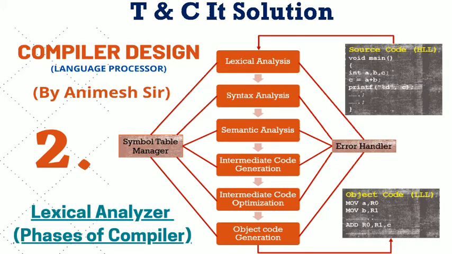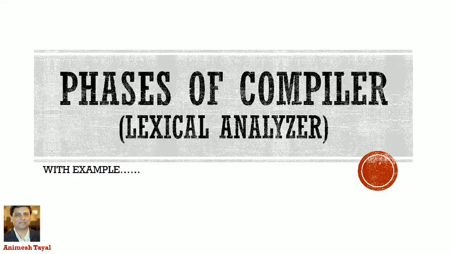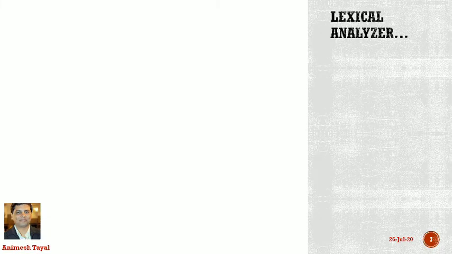Okay, let's start today's lecture. From today, I will start to explain functionality of each phase in detail with examples. So friends, let's start with the first phase of the compiler, that is lexical analyzer. As you know, what is the functionality of lexical analyzer? We have discussed in last lecture, and what is the input and output of that phase? We will discuss here with some graphics.